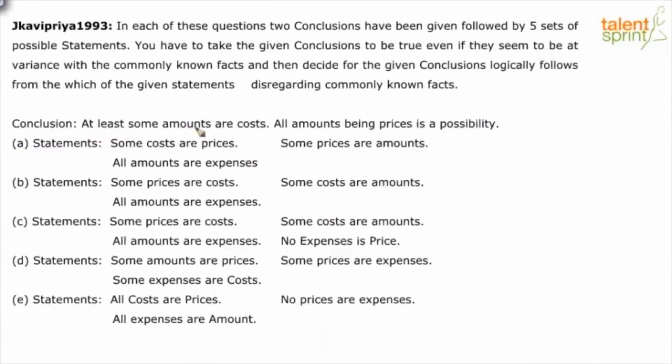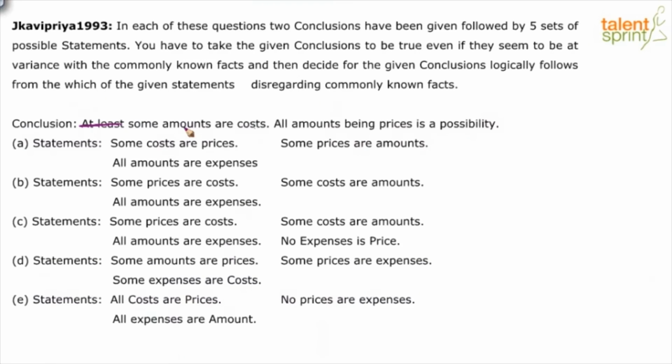At least some amounts are costs, all amounts being prices is a possibility. Now you very well know that the words at least here make no difference, right? At least some or some mean the same, right? So the conclusions are: some amounts are costs, and all amounts being prices is a possibility. So one is a definite conclusion type, the other is a possibility type. So you have to check it accordingly. Now verify. There's nothing like negative here, right?